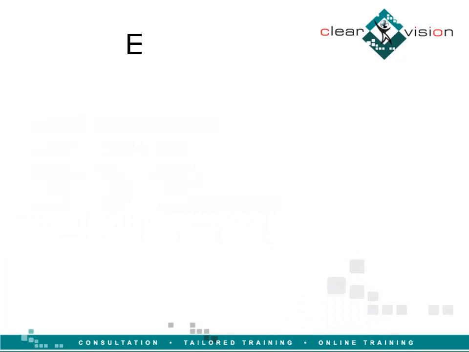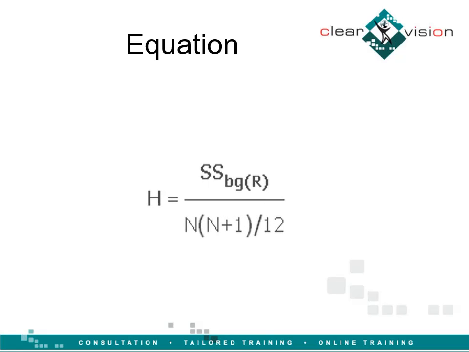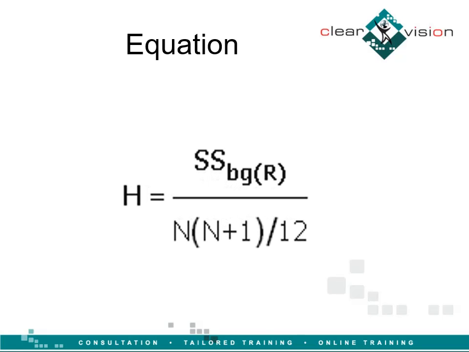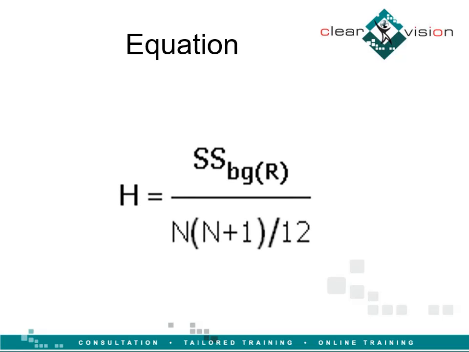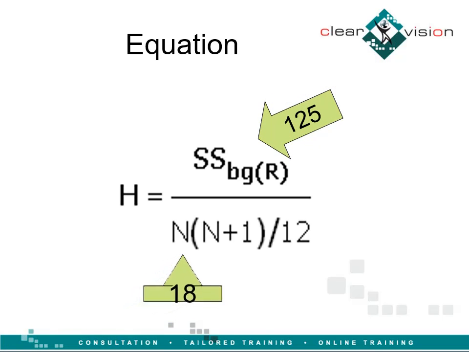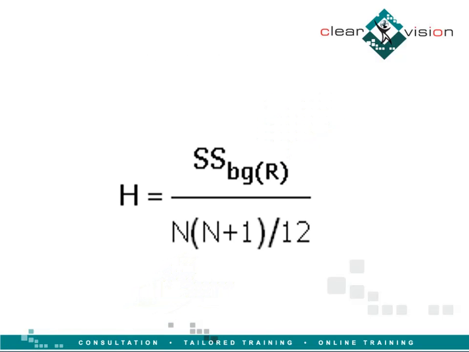Then we need to calculate the H value using this equation, where all variables in this equation are known. SSPG is calculated as 125, and N is the total number of cells or readings, which is 18. Plugging the numbers in the equation will result in 125 divided by 28.5, and that equals 4.4.